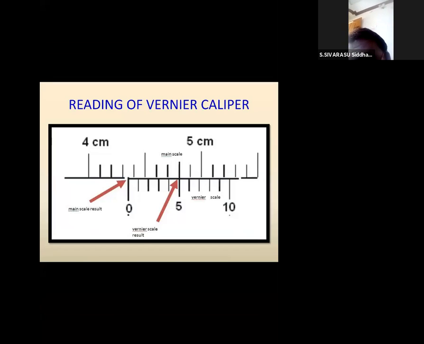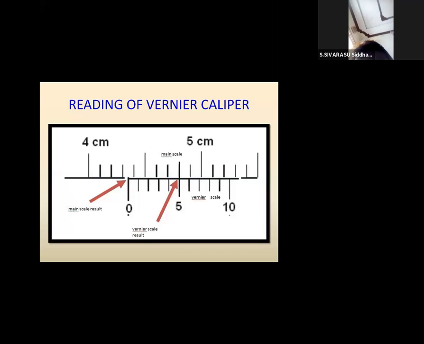Now, by using the 0.1 mm accuracy of the vernier caliper, how can we take the measurements? So far we have discussed how the graduations are marked in the 0.1 mm accuracy vernier caliper, and what the least count of the vernier caliper is. By using the same vernier caliper, how can we take the measurements?